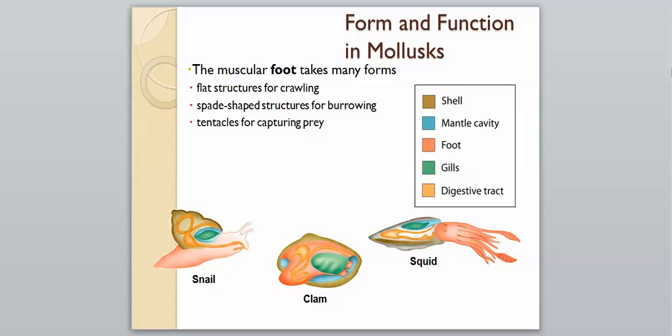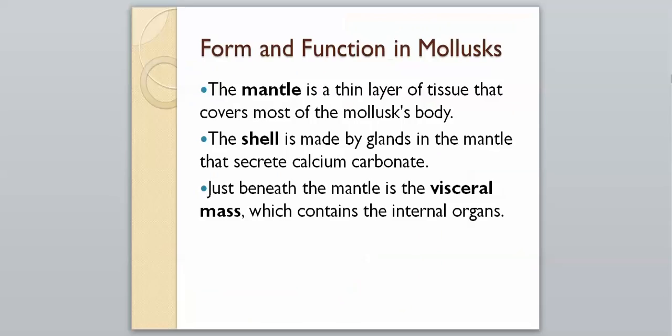So that's a very big defining characteristic of this group, their foot. And then the mantle is just a thin layer of tissue that covers most of the mollusk's body. The mantle is just kind of like their skin almost, if you would. The shell is made by glands in the mantle that secrete calcium carbonate. So it's just a protective structure. Calcium carbonate is just a hard substance that makes it up.